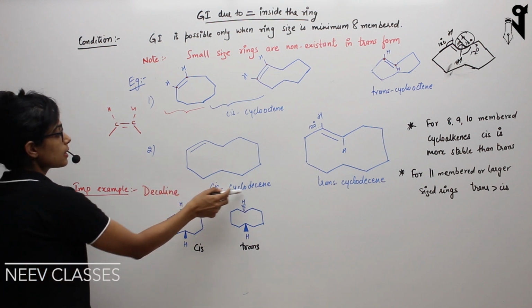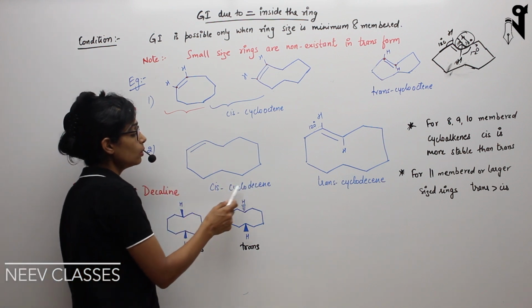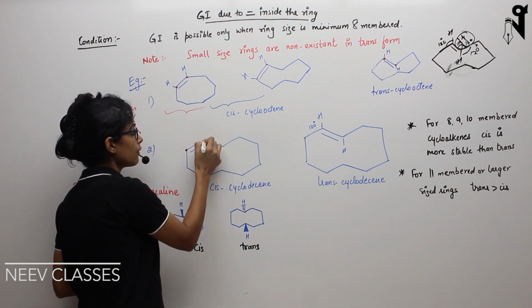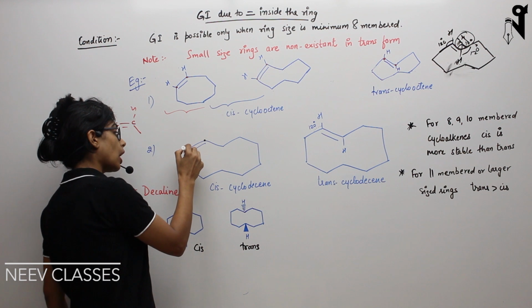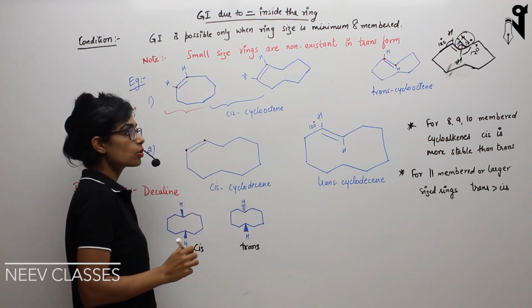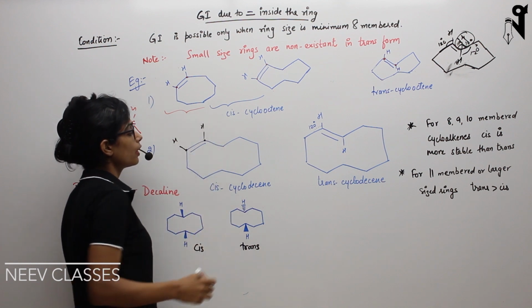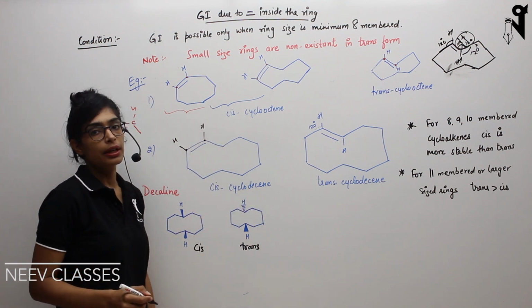Another example is cis cyclodecene. In this, again, if you look at these two carbons as a reference, and if I put a double bond over here, the R group is going down, the other R group is also going down, and the hydrogens will be up. This is the positioning of hydrogen, and this will be your cis cyclodecene.